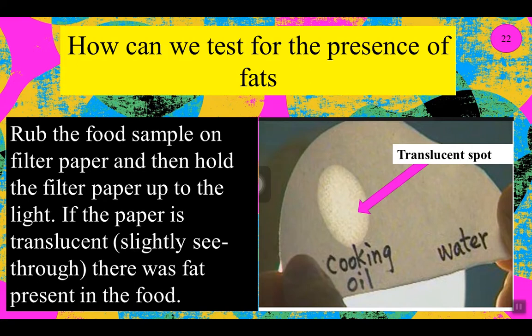How can we test for the presence of fats? We can take different food samples containing fat. We can apply these food samples on different strips of filter paper, and hold each strip of filter paper up against the light. If the paper is translucent, or has a translucent patch, we can consider that the food item contains fat.